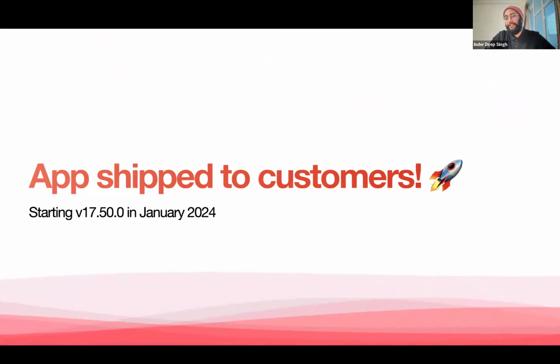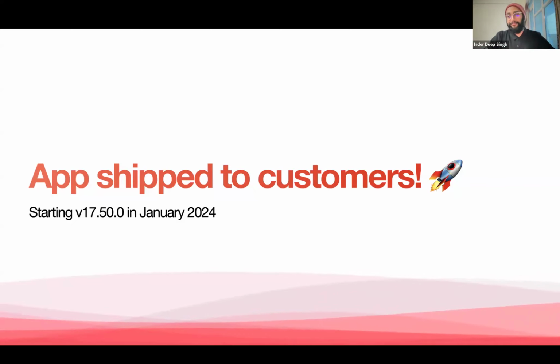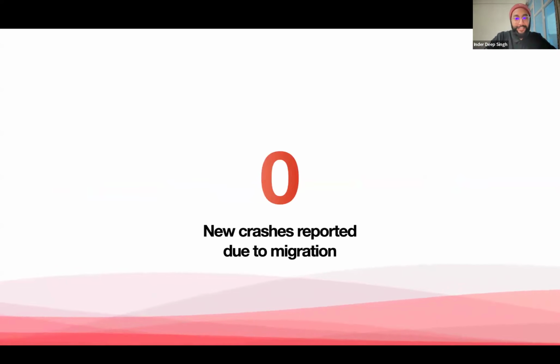So if you have been using our apps, primarily for you guys, it's the Zomato app and the Blinkit app, then you are already using the migrated code. And now once the release was out, that's when our test started of how successful this migration actually was. And due to the effort of the team, we were able to test the app so thoroughly that we had 0 new crashes reported due to migration.